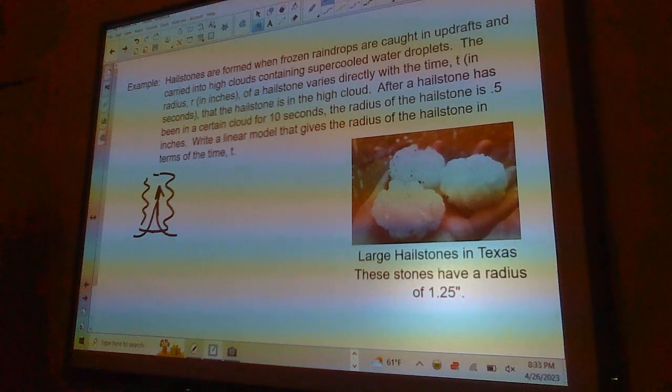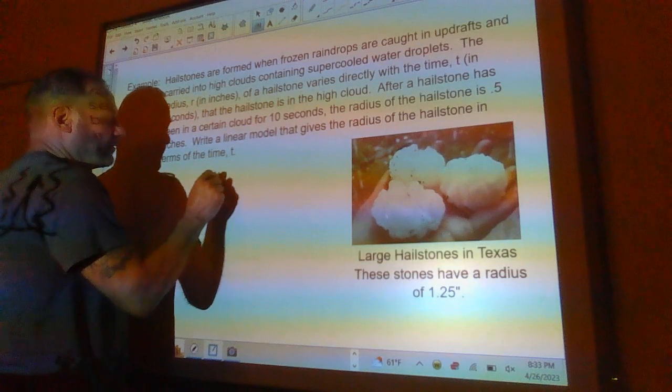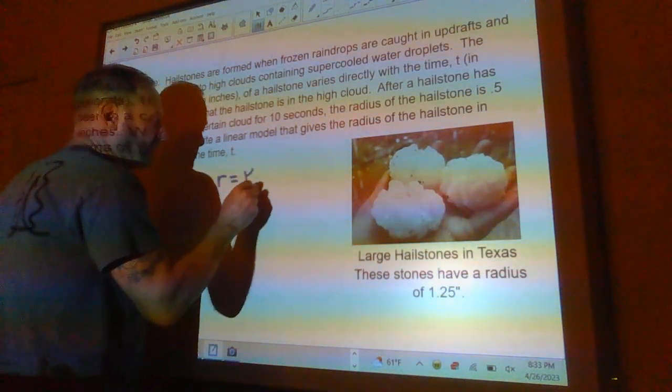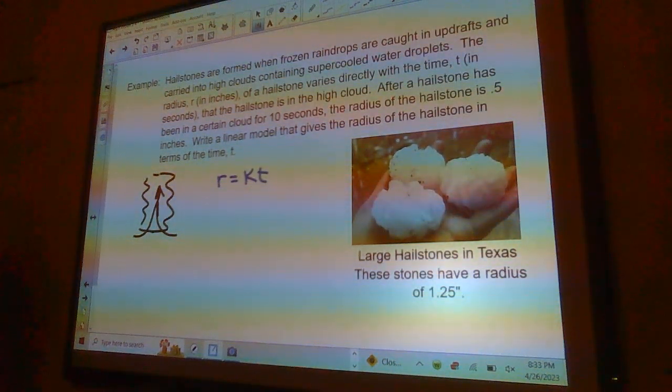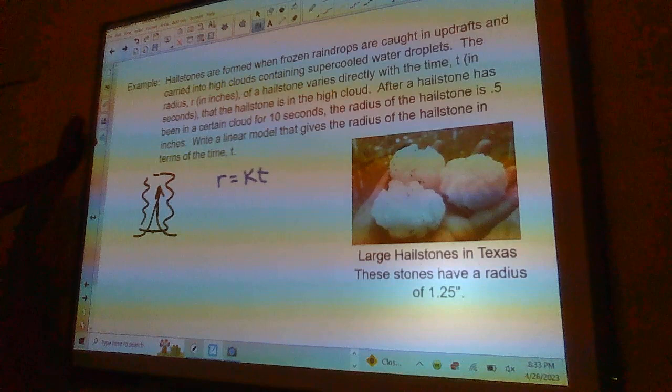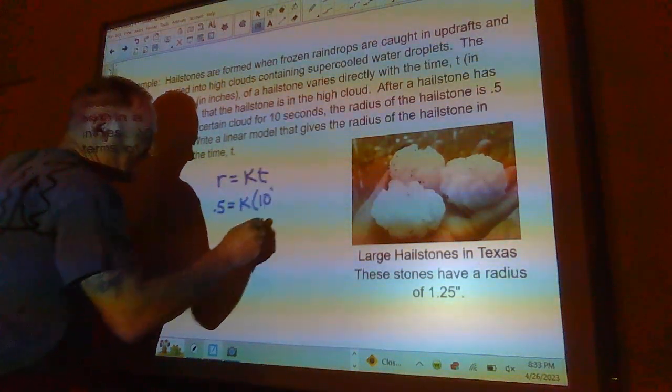So the radius r in inches of a hailstone varies directly with the time t in seconds that the hailstone is in the high cloud. So here's what I get: an equation. The radius is equal to some number k times the time t in seconds that it stayed in the cloud. It says after a hailstone has been in a certain cloud for 10 seconds, the radius of the hailstone is 0.5 inches. So the radius, 0.5, equals k times 10 seconds.